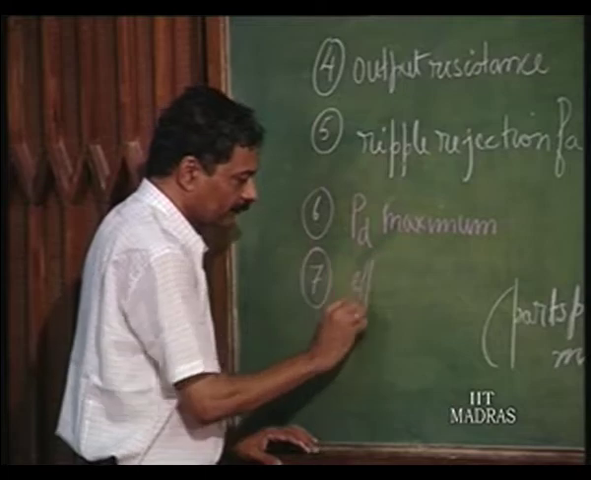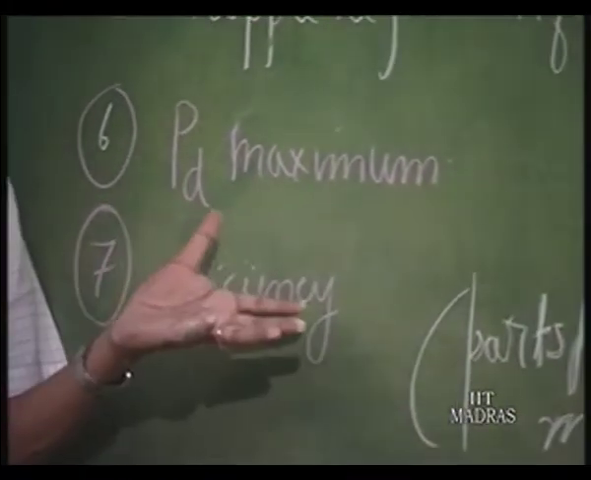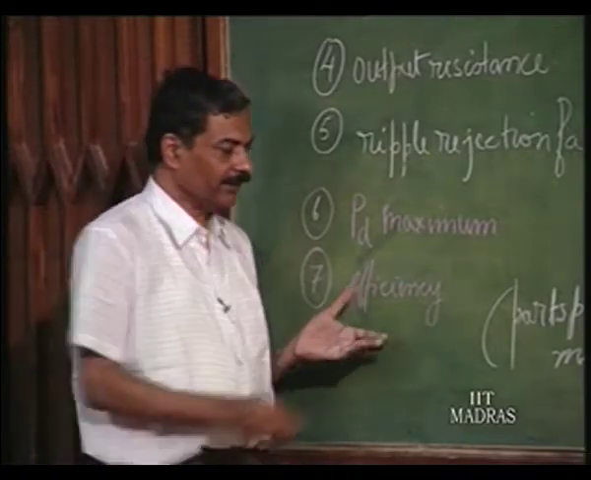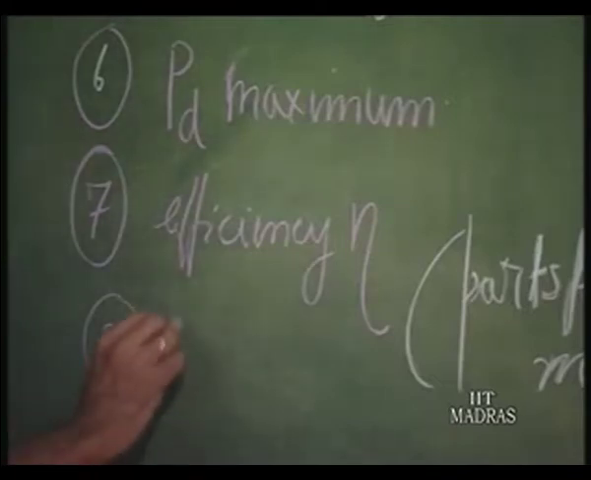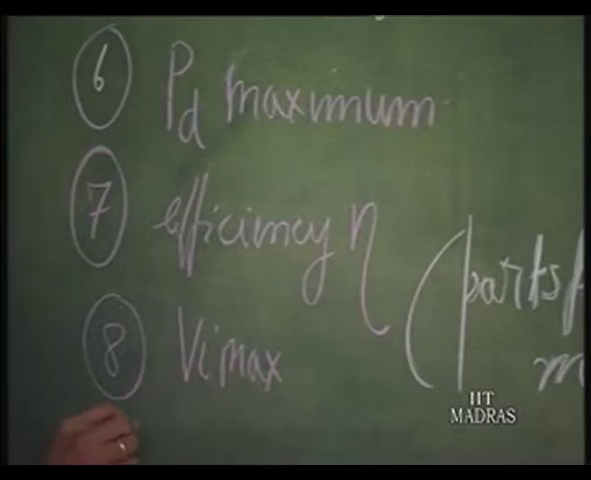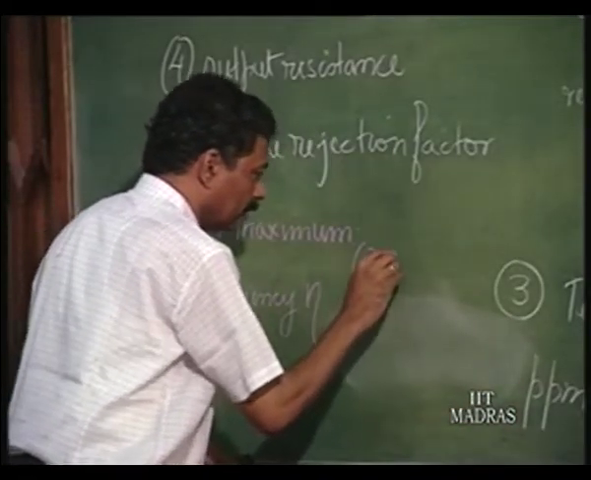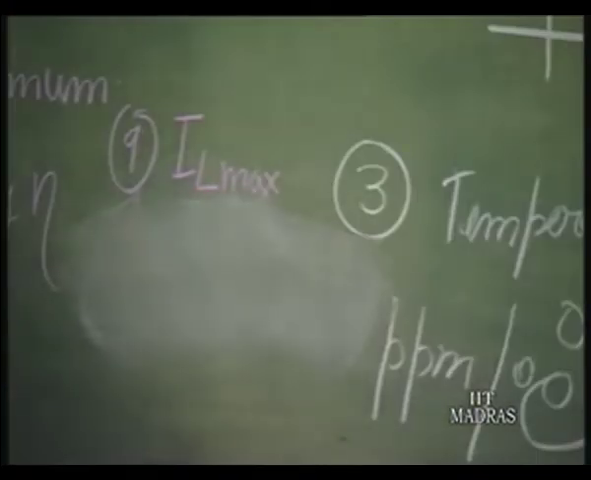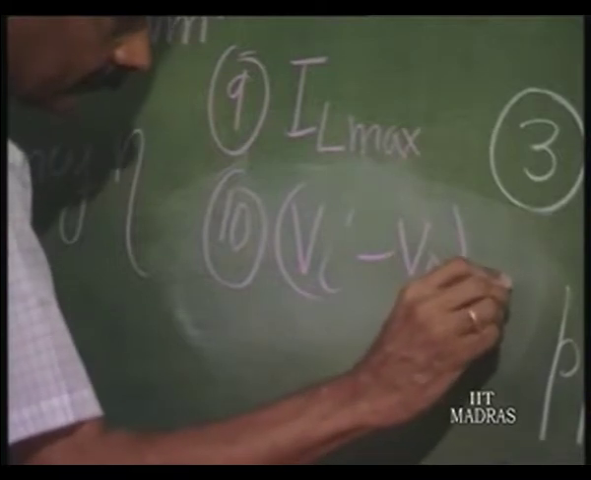Then efficiency. Consequent to loss of power in the regulator, the output power divided by the input power is a factor in determining whether this regulator is efficient or not. So, efficiency is another measure. Then there is what is called VI, unregulated voltage maximum, and then we have a maximum current, IL maximum, that can be delivered by the regulator without any problem. And also we have VI minus V naught, maximum, minimum.